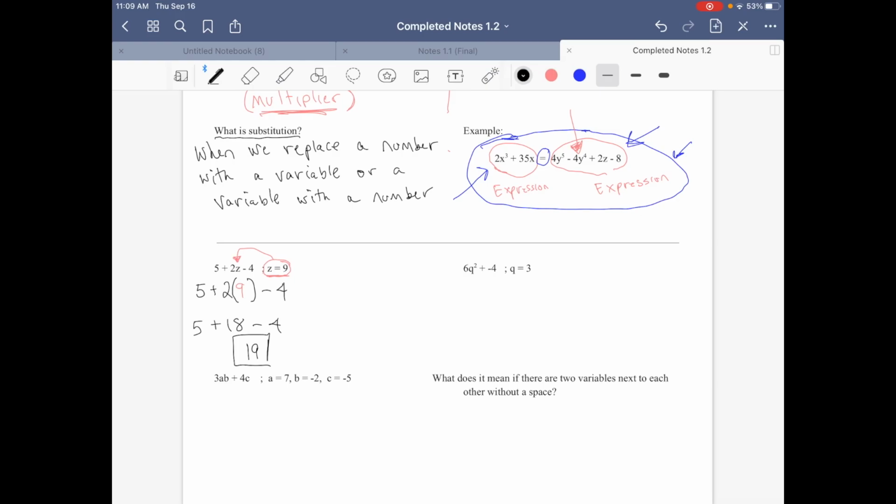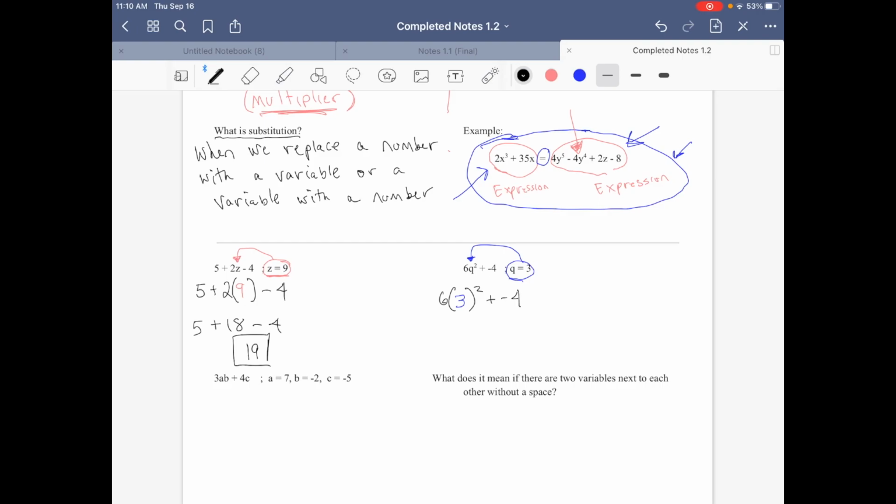So let's try this next one. I want you to pause the video and see if you can try this next one. Okay, let's see if you got it right. So I'm going to take this q. Q is 3, and I'm going to take that 3 and plug it in for q. So my new problem would look like this: 6 times 3, because q equals 3, to the 2nd power plus negative 4.